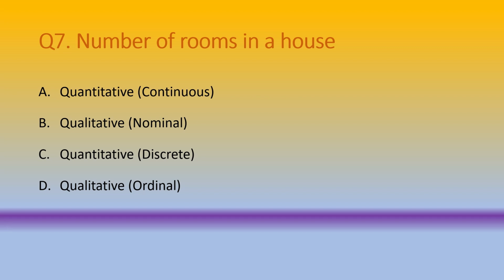Question 7. Numbers of rooms in a house. Quantitative and continuous is the option A. Option B is qualitative nominal. Option C is quantitative discrete. Option D is qualitative ordinal. The answer of this question is quantitative discrete types of variable.